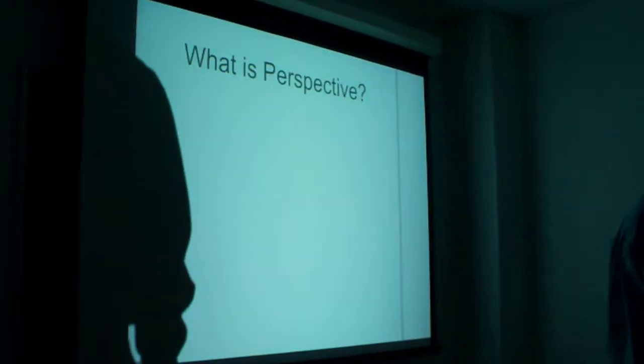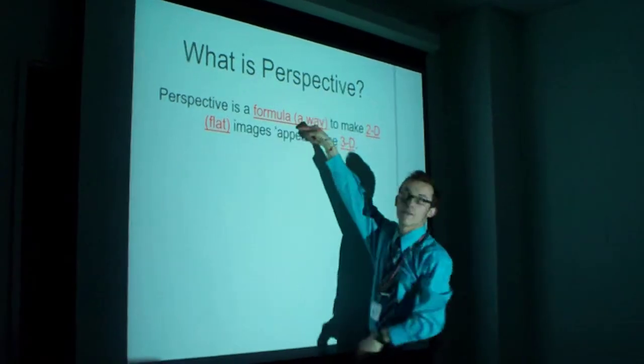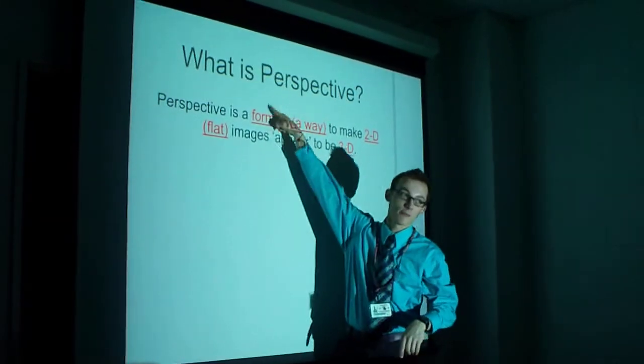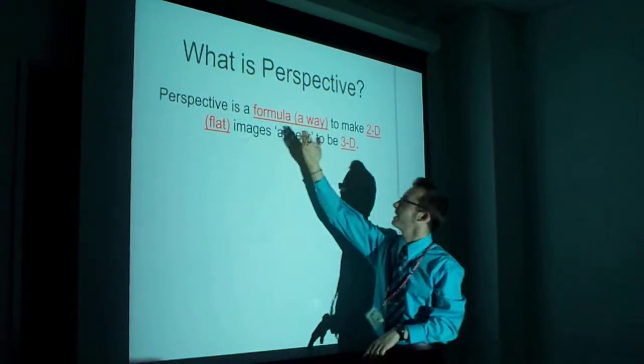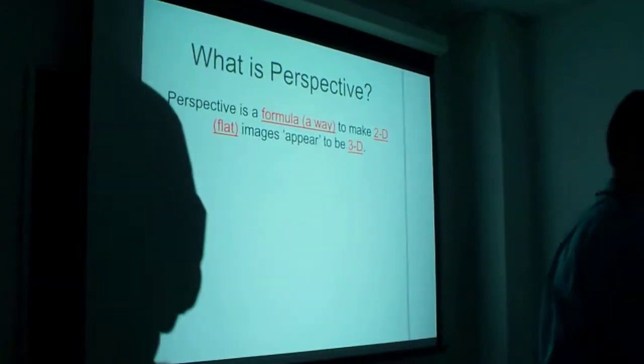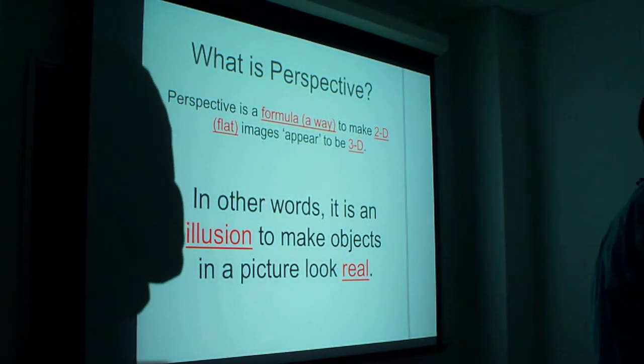What is perspective? Perspective is a formula or a way. If you see things that are in parentheses, you can substitute it for the word that's next to it. Make 2D images, flat, appear to be 3D. In other words, it's an illusion to make objects in a picture look more real.